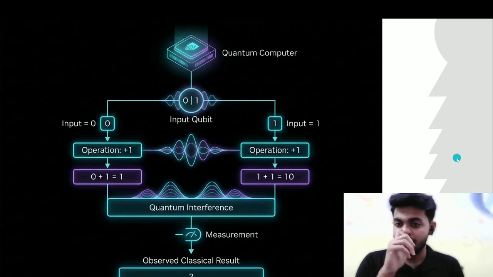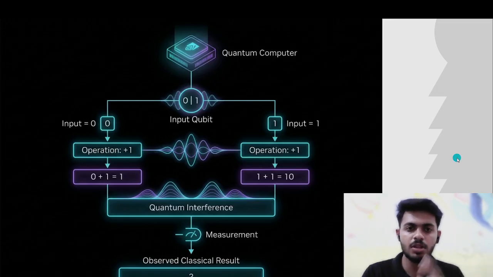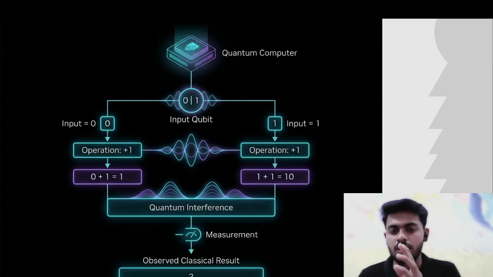Now for quantum computing, we'll take the same example as classical computing. We'll add one for a given input. So for quantum computing, the input bit can be a qubit. A qubit can be a superposition of both 0 and 1. What does that mean? That means that a qubit can represent both possibilities of 0 and 1.